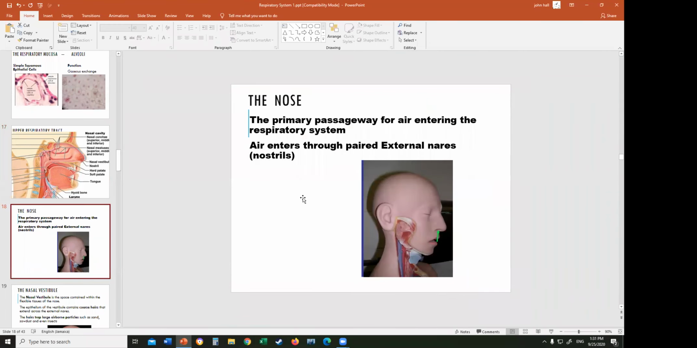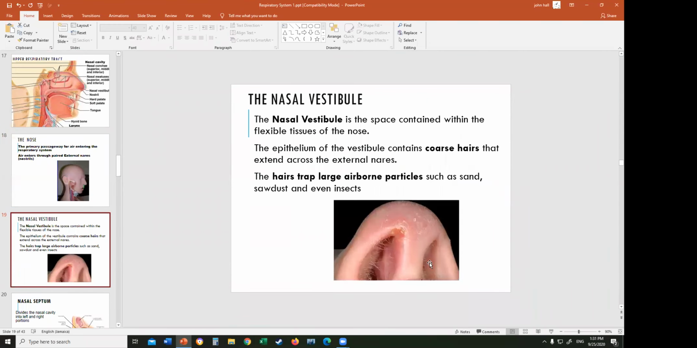All right, let's look at the structure of the nose itself. Now, of course, you know the nose is made up mainly of cartilage, right? The hole in the nose, the nostril as we say, is called the vestibule. So the nasal vestibule refers to the hole. Now, you'll note that the nasal vestibule contains a lot of hairs, okay?